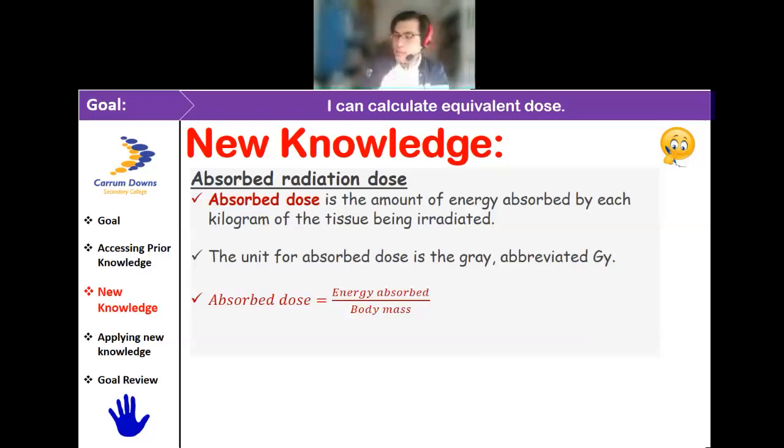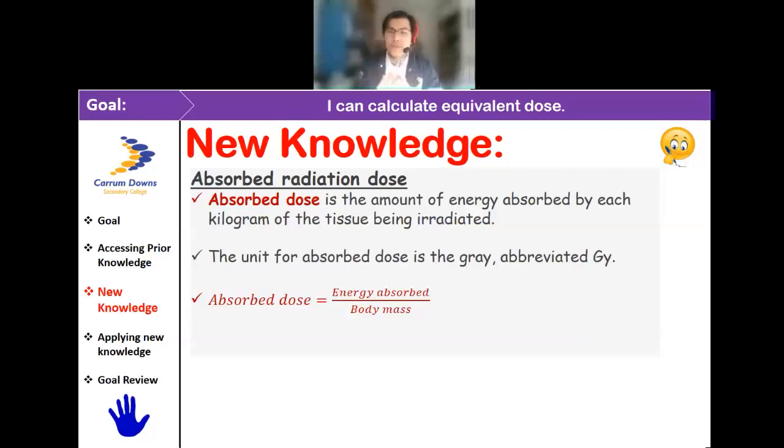As you can see from the equation, it's the energy absorbed divided by the body mass. So let's break down this formula a little bit. If you got a certain amount of energy, let's say all of us go to get an X-ray, we would X-ray the same body parts, so they would use the same amount of energy. Now, I'm 70 kilograms; last time I checked, I'm 70 kilograms.